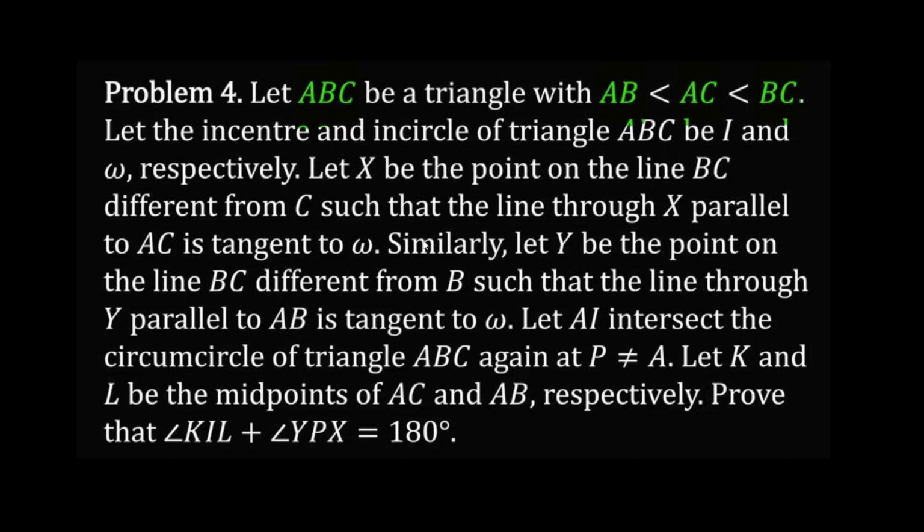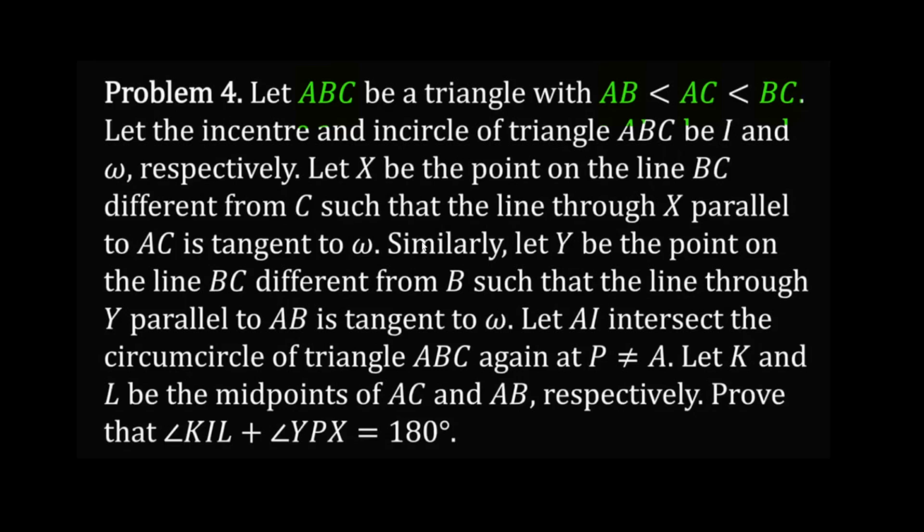Let X be the point on the line BC different from C such that the line through X parallel to AC is tangent to omega. Similarly, let Y be the point on the line BC different from B such that the line through Y parallel to AB is tangent to omega.